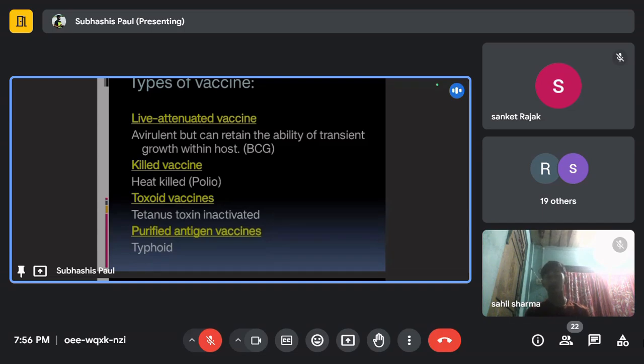The other type is the killed vaccine. The most important or most convenient one is the heat-killed vaccine, which is seen in the case of polio.